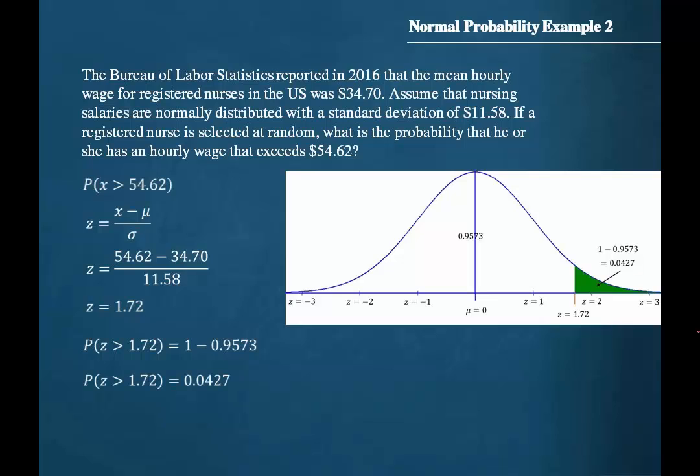0.0427. Another way to state that result is, assuming that nursing salaries are normally distributed with a mean of $34.70 and a standard deviation of $11.58, 4.27% would earn more than $54.62 per hour.